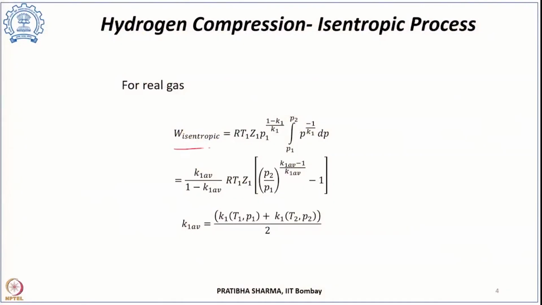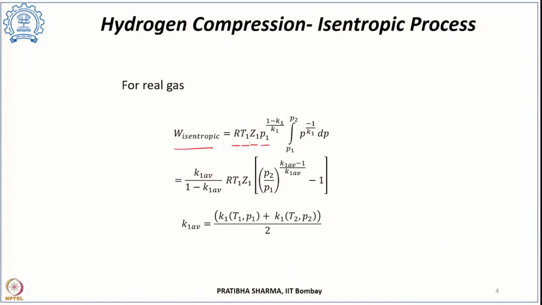Now, in order to calculate the work required for compression using an isentropic process for a real gas, we can find the work that is given by the gas constant R, T1 the initial temperature, the compressibility factor Z1 and the initial pressure P1.